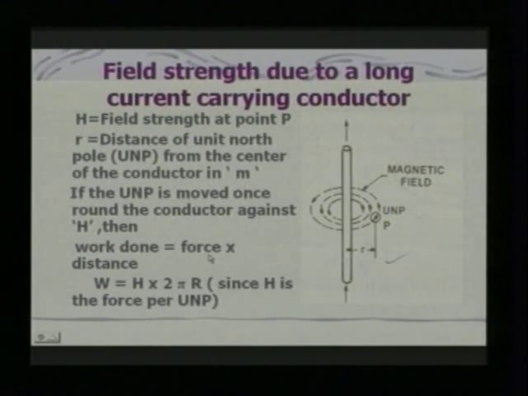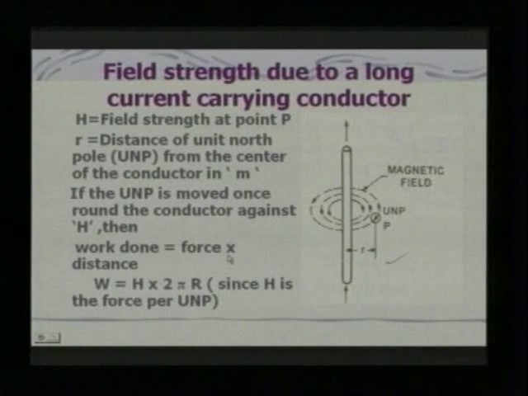done by the unit north pole is called field strength and it is denoted by H, and the total distance travelled by the UNP is equal to the perimeter of the circle. Therefore, work done is given by H multiplied with the perimeter, that is 2 pi r.